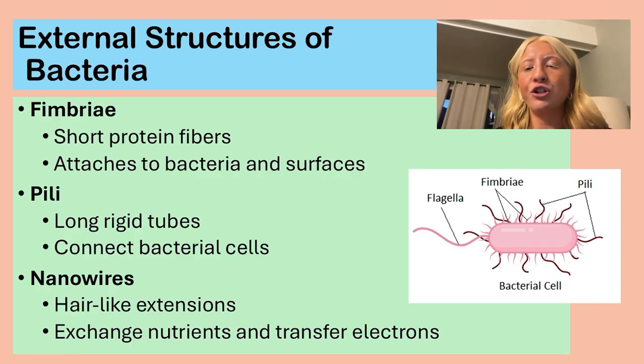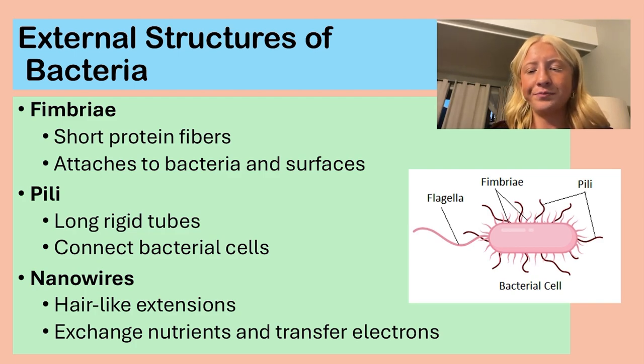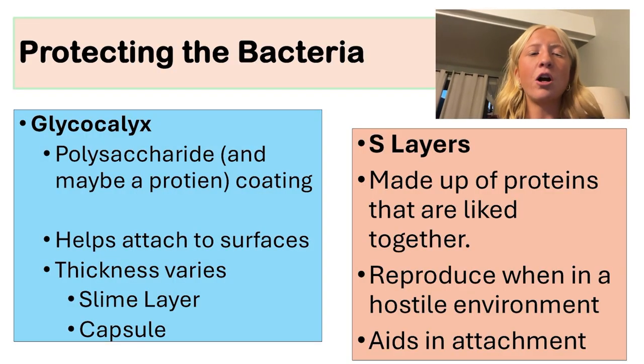This usually occurs during conjugation, which is when the two bacteria will share DNA. This occurs in gram-negative bacteria. But in gram-positive bacteria, they use aggregation proteins instead of pili. And then last we have nanowires. They look like hair, and they come off of the cytoplasmic membrane, and they're used to share electrons and nutrients.